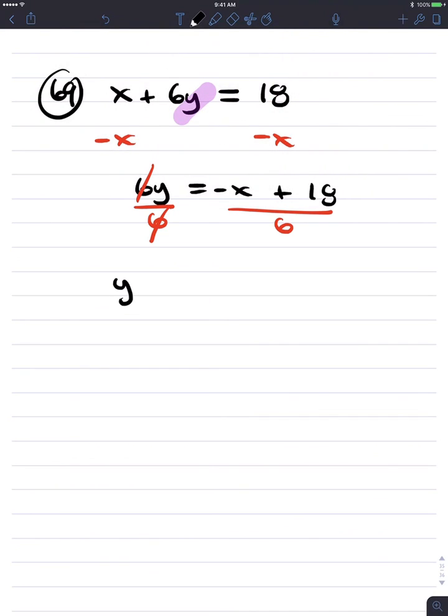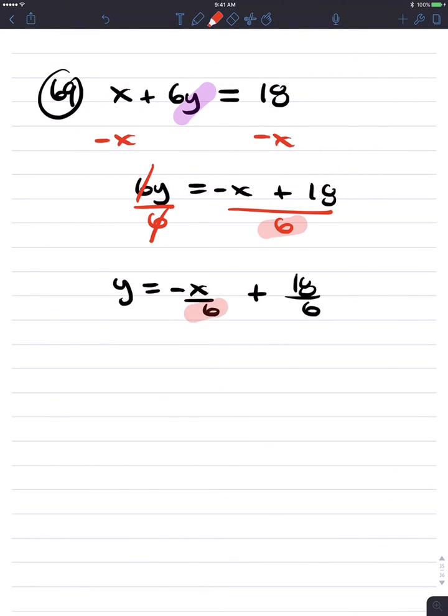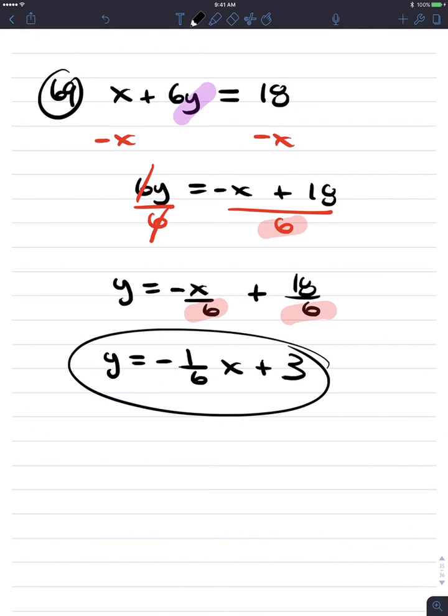We end up with y being negative x over 6 plus 18 over 6. Let's just remember, the 6 has to divide both terms. So then y will be negative 1/6 x plus my 3. Don't forget, there is really a negative 1 times x here, which is why you have the fraction negative 1/6 x.